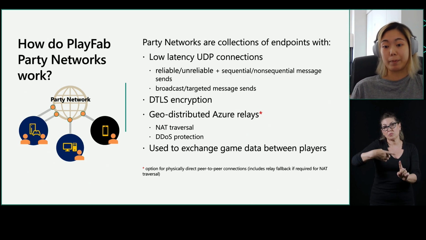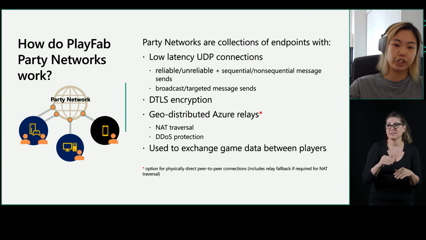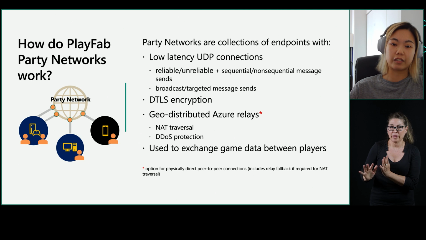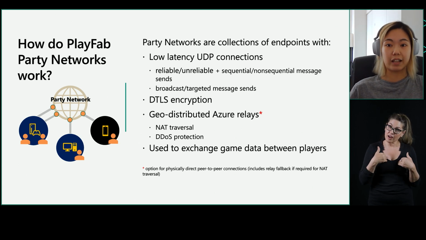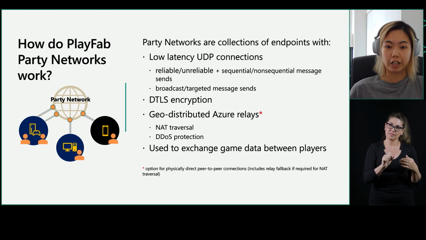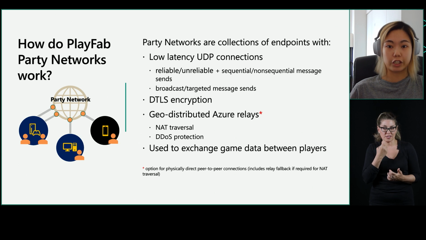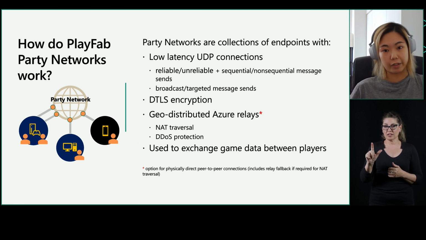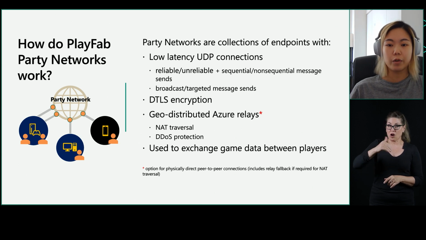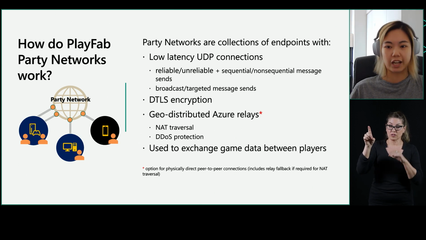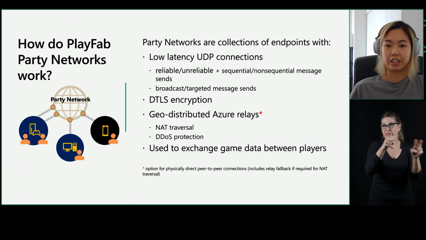One benefit over UDP packet relay is that we minimize network bandwidth by sending one message up and letting a relay send down to the other endpoints. We also have DTLS encryption, the most secure, the latest encryption. There is also the geo-distributed Azure relays. So our networks are hosted on Azure, which takes care of getting users connected and handling issues like NAT traversal and providing DDoS protection.